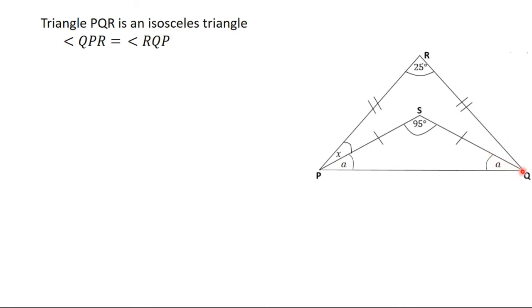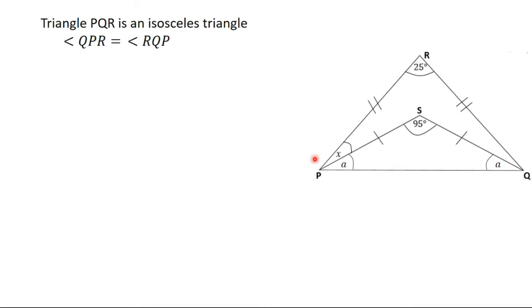And if it's an isosceles triangle, then angle QPR and angle RQP are equal. Angle QPR is this whole angle here, S plus A. Angle RQP will be this whole angle here. Now because it's an isosceles triangle, this side and this side must be the same. So if here is A and here is A and here is S, then this side here must be S. I hope that is clear.